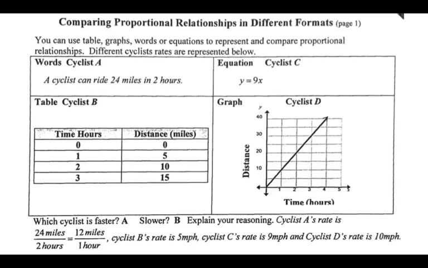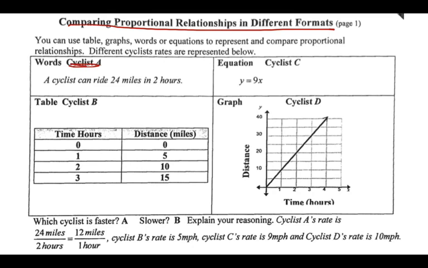Right, so this example is for comparing proportional relationships in different formats. Okay, so we're looking at using tables, graphs, words, or equations to represent and compare proportional relationships. Different cyclist rates are represented below.